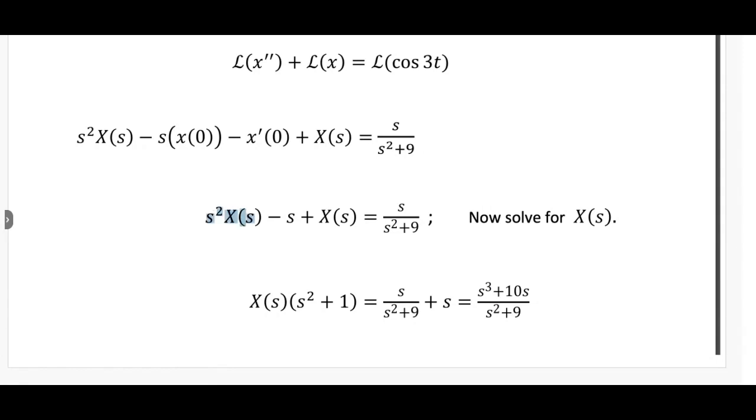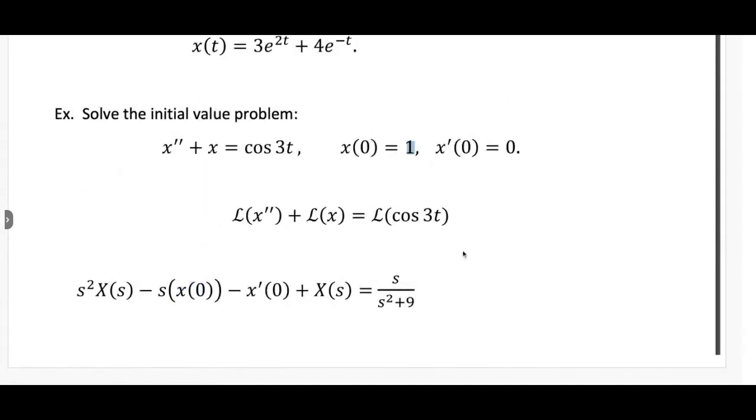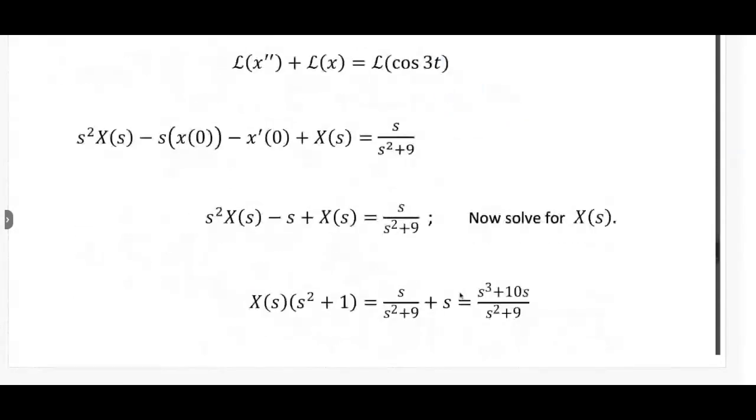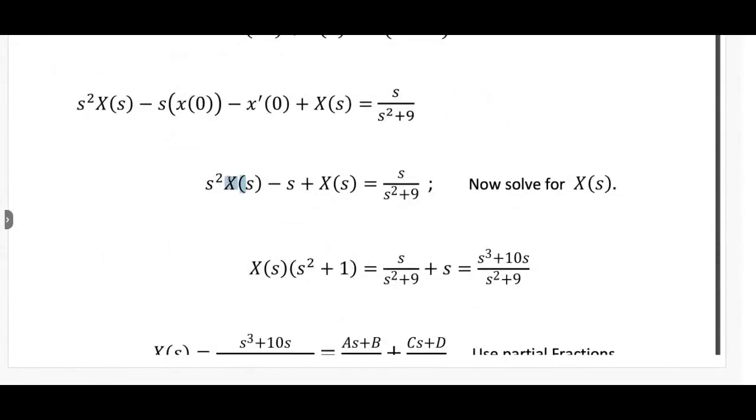So we have s squared X of s, minus s, because x of 0 is just 1. The x prime of 0 is 0. Then we factor out X of s, and we have s squared plus 1. Then minus s, we move to the other side, and it becomes plus s. Combining those two terms, we get s times (s squared plus 9) over s squared plus 9, then plus s, that becomes s cubed plus 10s in the numerator.